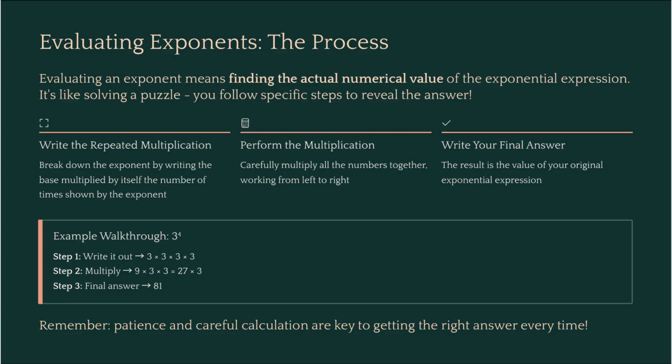The most important part is figuring out what an exponential expression is actually worth, or what we call evaluating it. To evaluate, you simply write out the repeated multiplication and then calculate the result. For example, let's look at 3 to the power of 4. You would expand that to 3 times 3 times 3 times 3. You always work the multiplication from left to right. 3 times 3 is 9. Then 9 times 3 is 27. And finally, 27 times 3 is 81. The value of 3 to the power of 4 is 81.